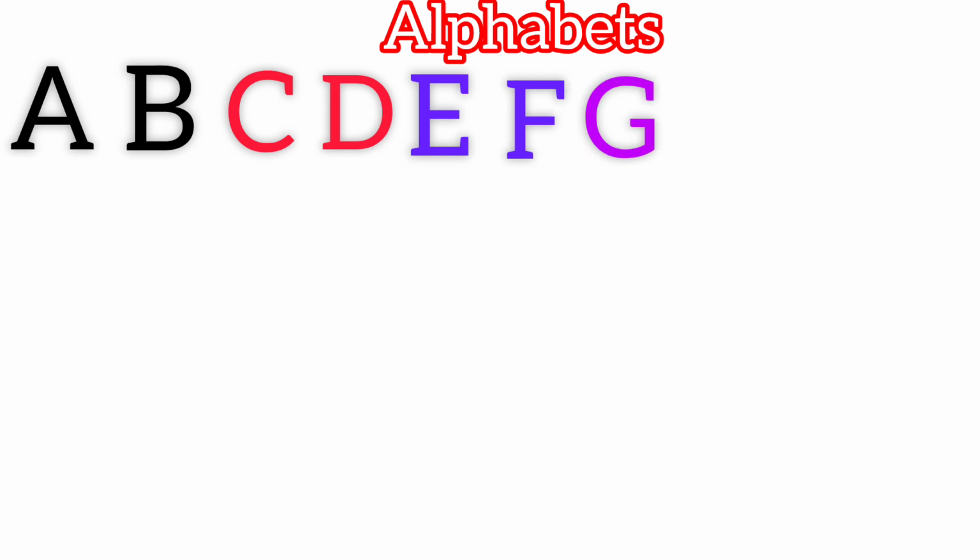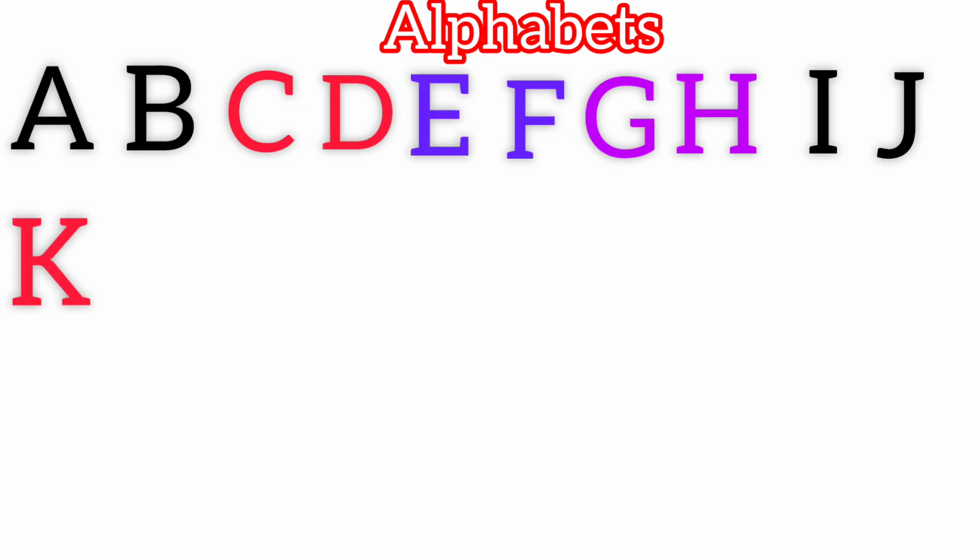G for grape. H for horse. I for igloo. J for juice. K for kite. K for kite.